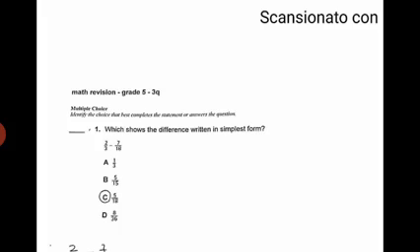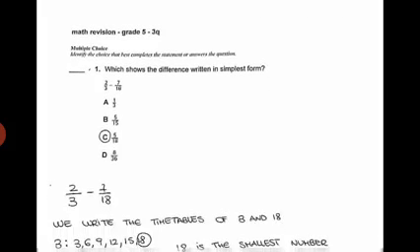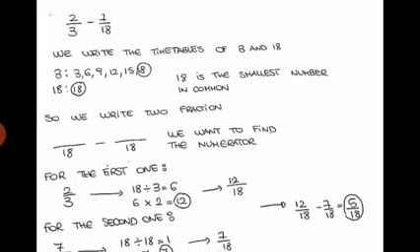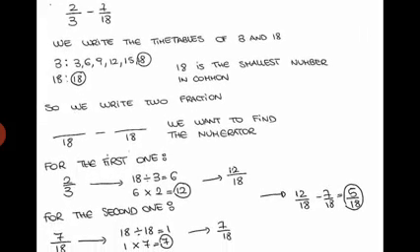We begin with the first question, which shows the difference written in simplest form. We have 2 over 3 minus 7 over 18. So we write 2 over 3 minus 7 over 18. We write the times table of 3 and 18. The times table of 3 is 3, 6, 9, 12, 15, 18. The times table of 18 is 18. We find a number in common, 18. 18 is the smallest number in common.